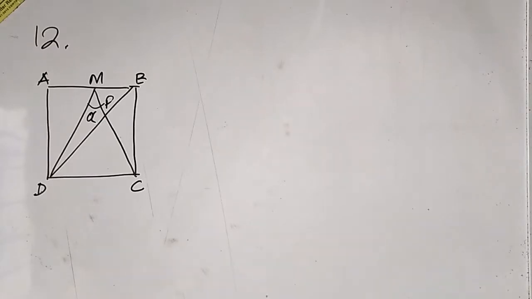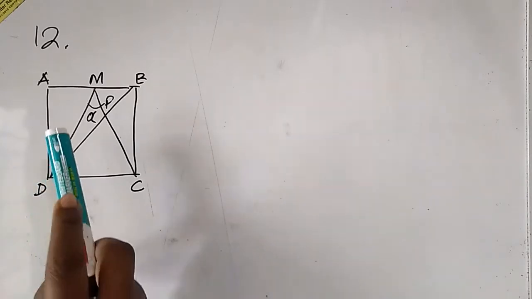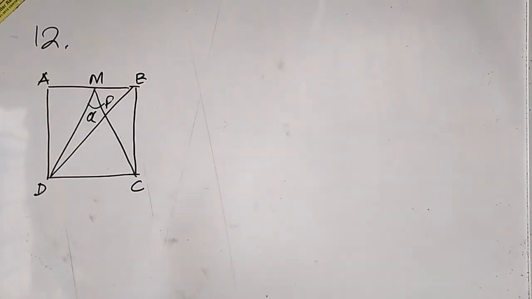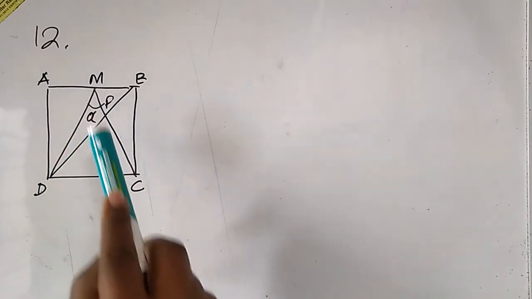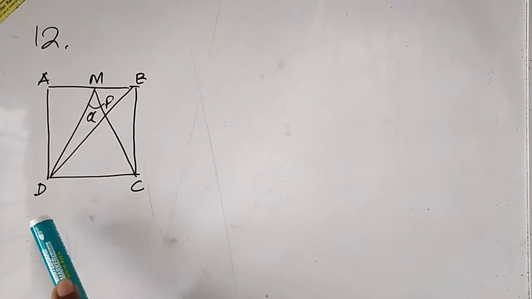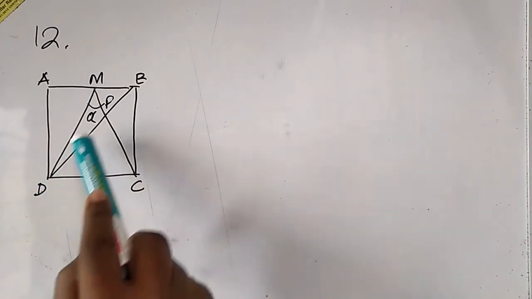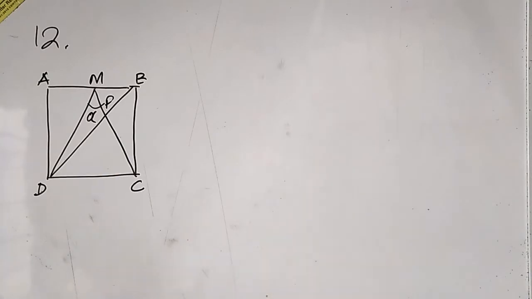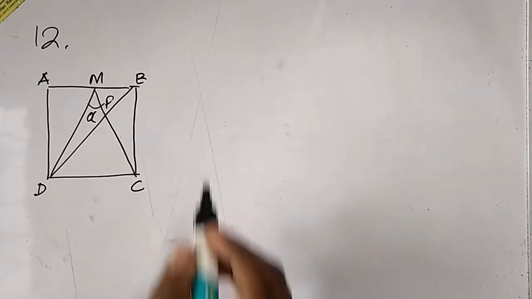Students, we're studying parallelogram and this is question number 12. The question says, in the figure ABCD, like you can see the diagram, ABCD is a square and M is the midpoint of the side AB. Angle DMC is equal to alpha degree. We have to find angle DPC in terms of alpha. Okay, so this is the question and let us start solving it.